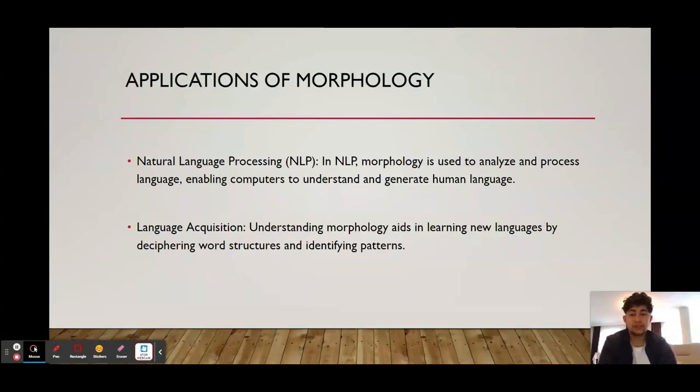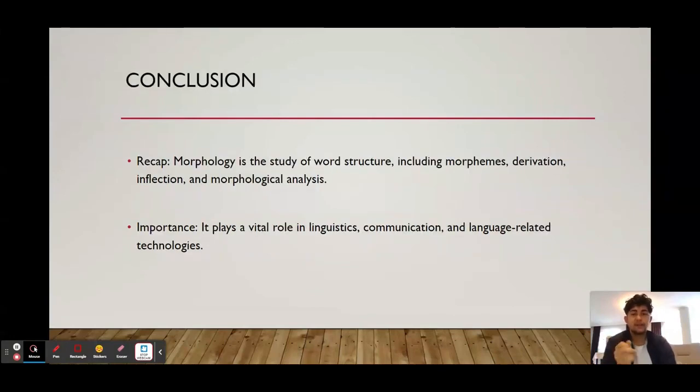Applications of morphology. Natural language processing. Morphology is used to analyze and process language, enabling computers to understand and generate human language. Language acquisition. Understanding morphology aids in learning new languages by deciphering word structures and identifying patterns.